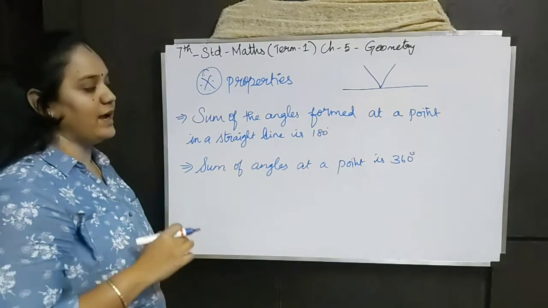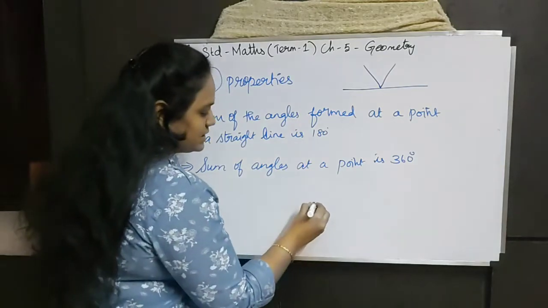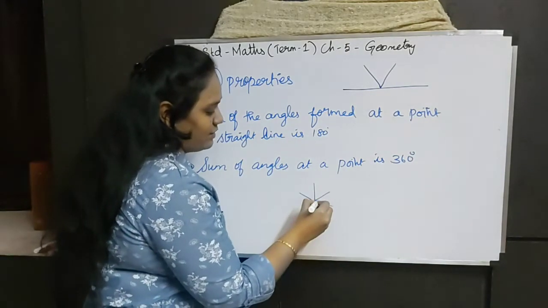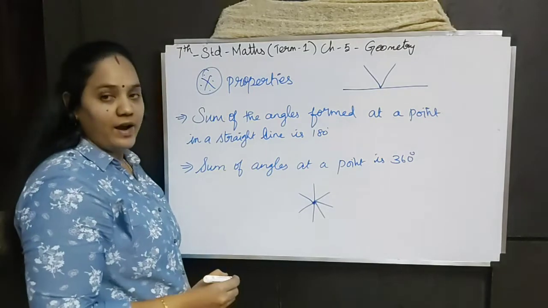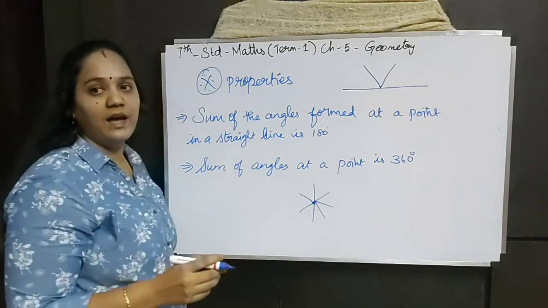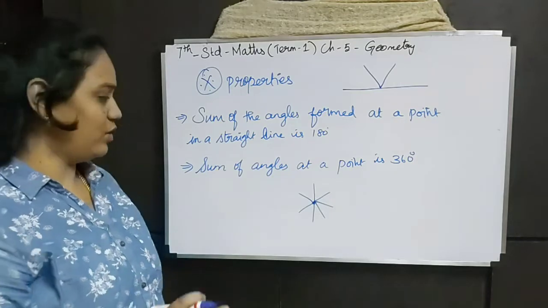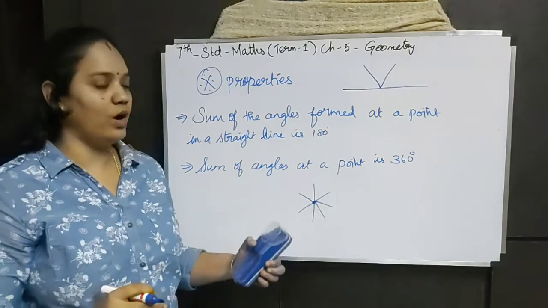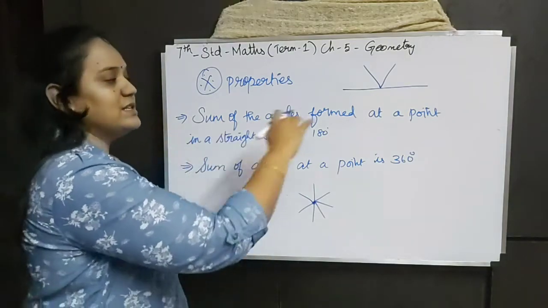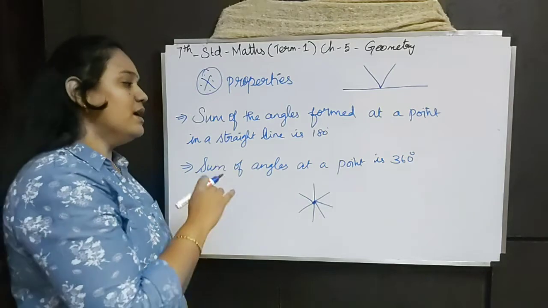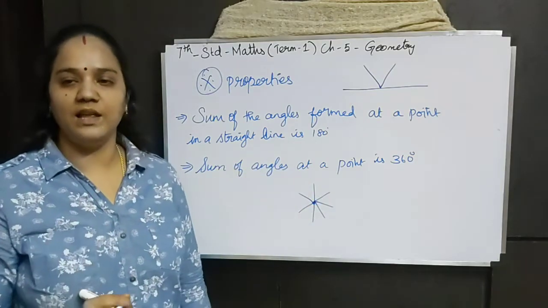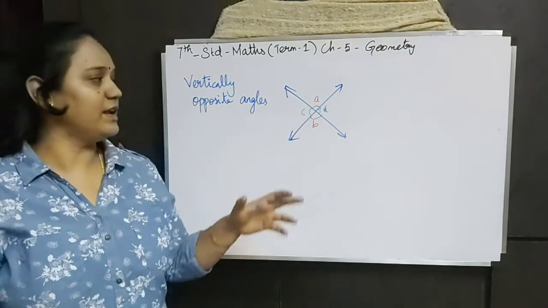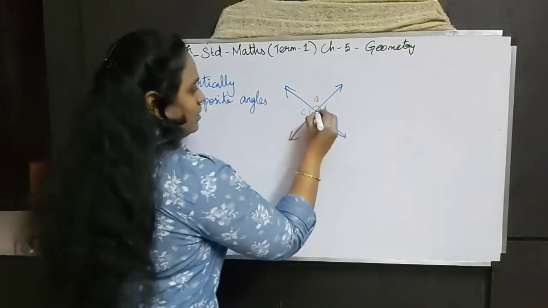Another property: the sum of angles at a point is 360 degrees. If I am considering this point, and we have so many lines and some angles, then finally if we add all the angles, that should be 360 degrees. These two are very important properties. The sum of angles in a straight line is 180 degrees and the sum of angles at a point is 360 degrees.